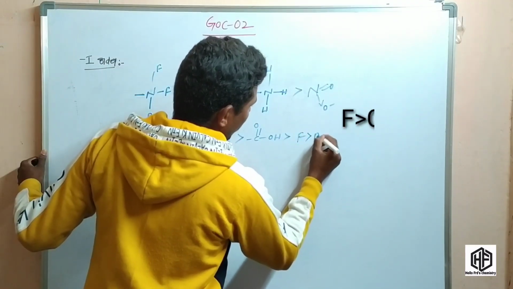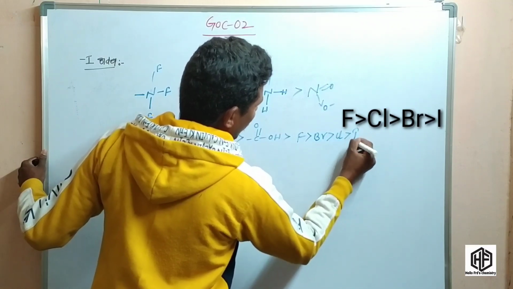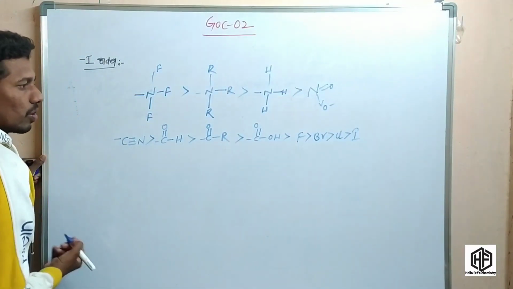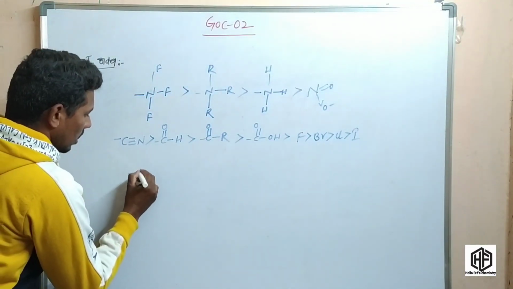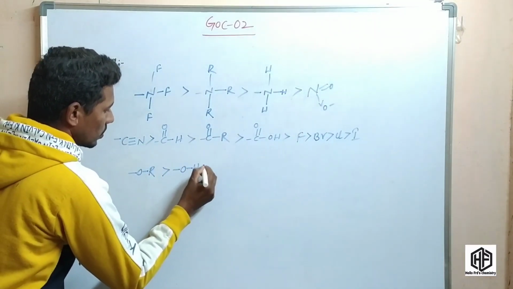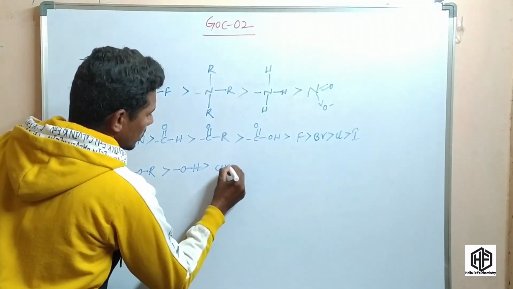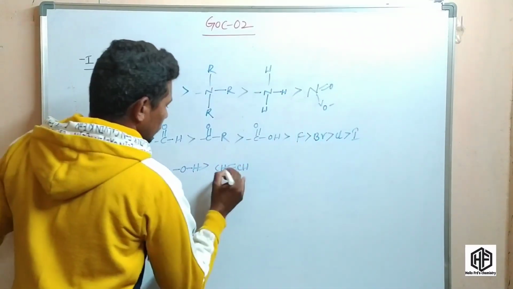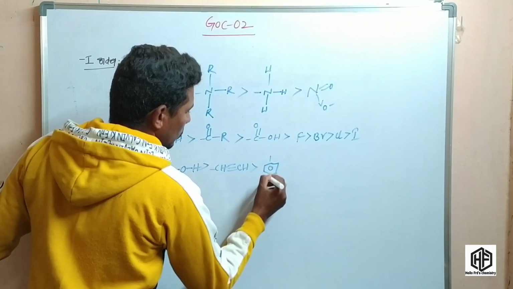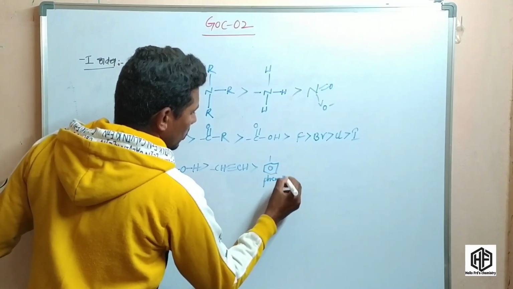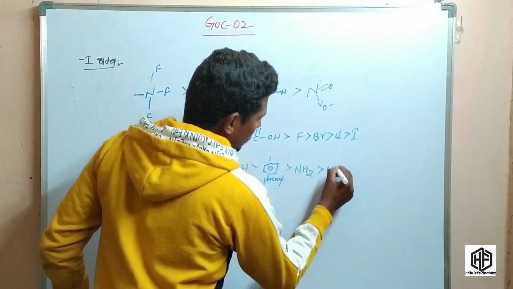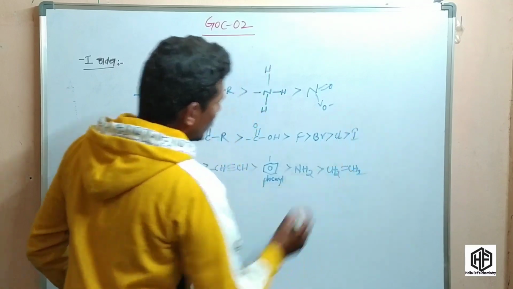Then fluorine, then bromine, then chlorine, then iodine. Then the alkoxide group, for example OR, and the OH functional group, then CH triple bond CH, then the phenyl group, and then NH2, then CH2 double bond CH2.